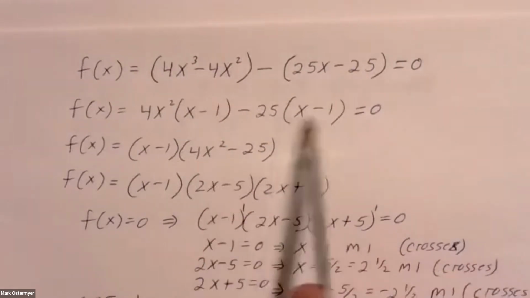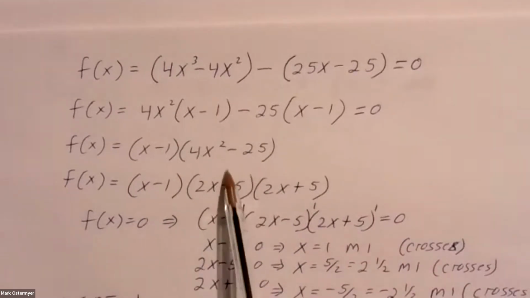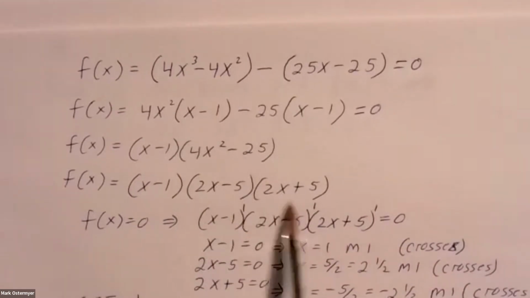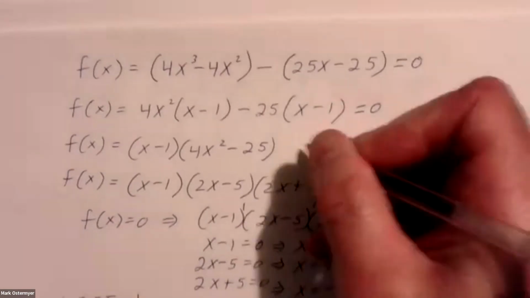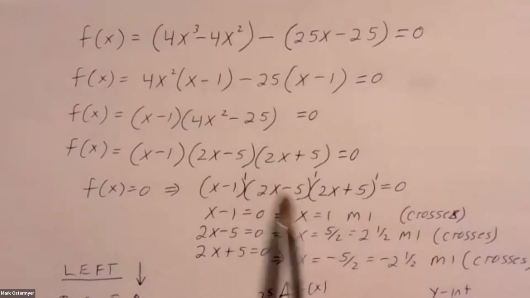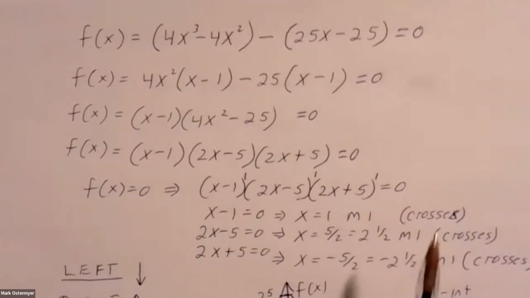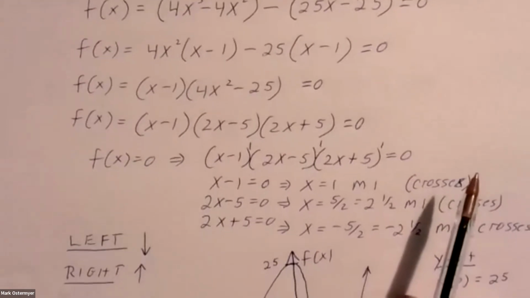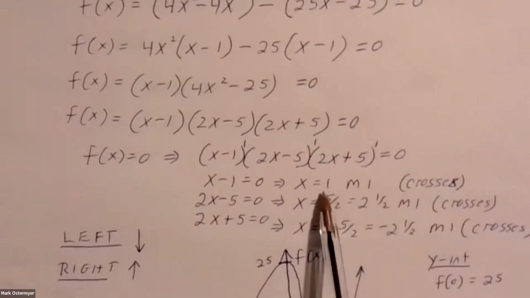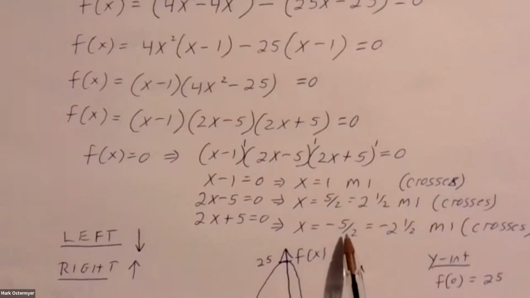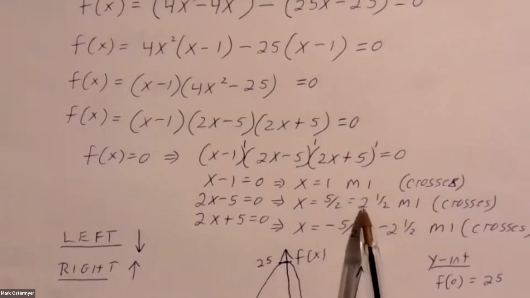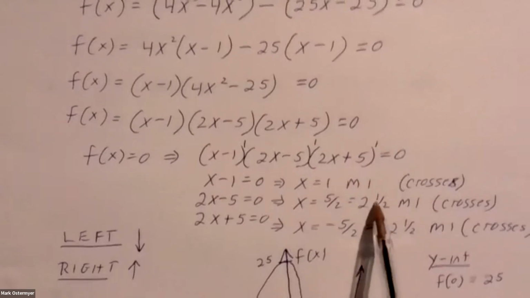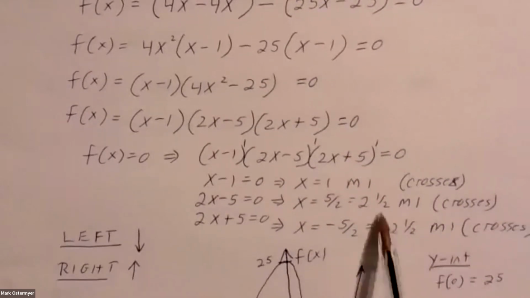I'm using the grouping method, and notice the grouping method does work here. The difference of squares can be further factored down into this. And then remember, this is all set equal to 0. So that means you're going to now have to set each of these factors equal to 0 to find all your x-intercepts or your zeros. And when you do that, you discover that 1 is a zero, and positive 5 halves and negative 5 halves are zeros or x-intercepts. And 5 halves is 2.5. And I wrote them this way for graphing purposes.